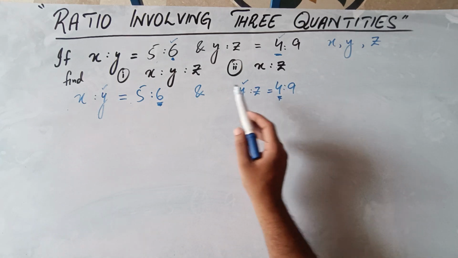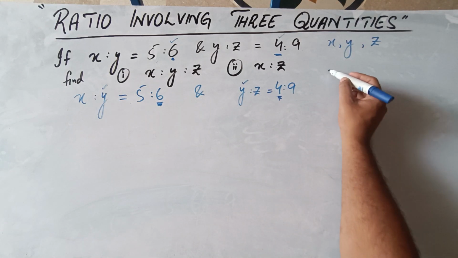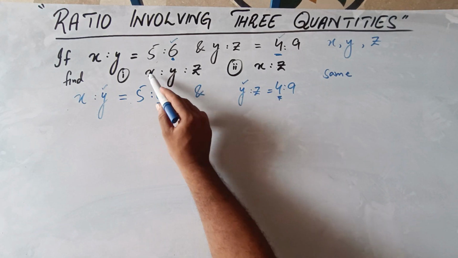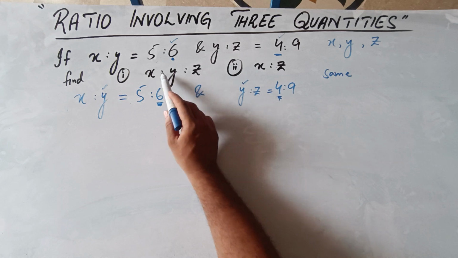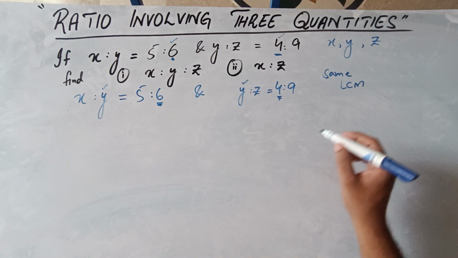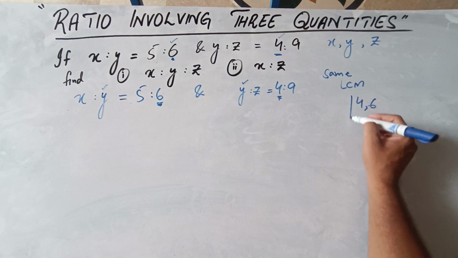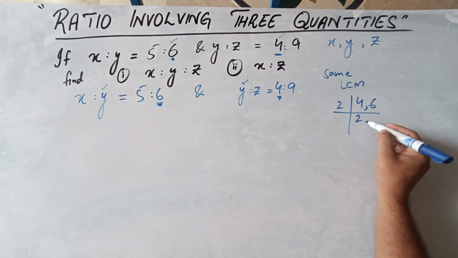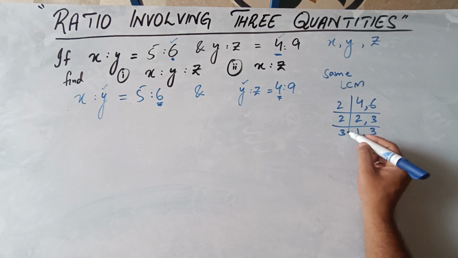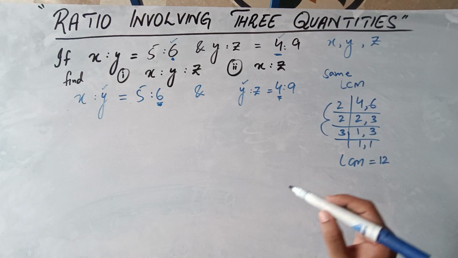Now we need to make the value of y in both the ratios the same. If we are able to make the value of y the same, we can find the connection, the continuation between them. How to make it the same? By finding the LCM, least common multiple. So first of all, find the LCM of 4 and 6 because these are the different values of y. Now let's start finding the LCM. 2 times 1, 3 as it is, then 3 times 1, 1 as it is. Now we will see what the LCM is. 4 3s are 12, so 12 is the LCM.